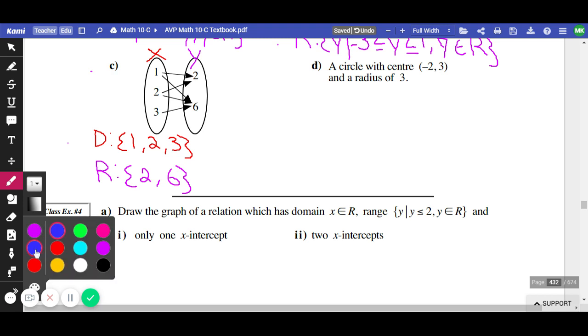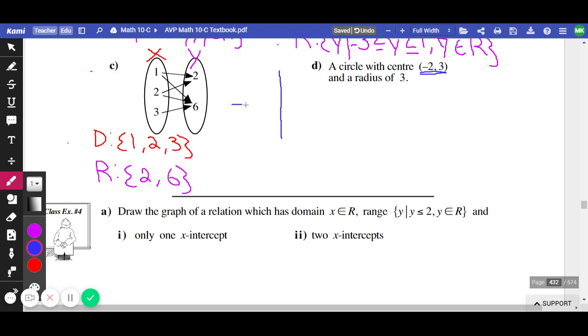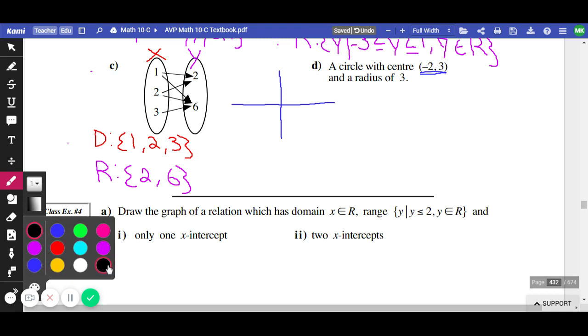For D, D is a little more of an advanced question. I think it's best to sketch D. You technically don't have to, right? But I'm going to. So it says a circle with center -2, 3 and a radius of 3. They've given me a point. I'm going to put that point on a little sketchbook graph. Try to do this nicely. Okay, we're going to use, I need to color here.